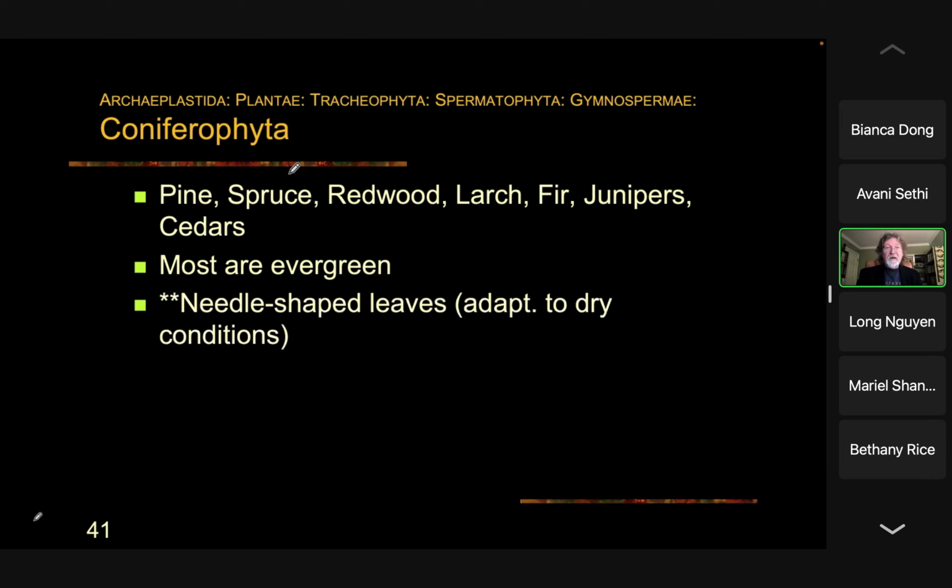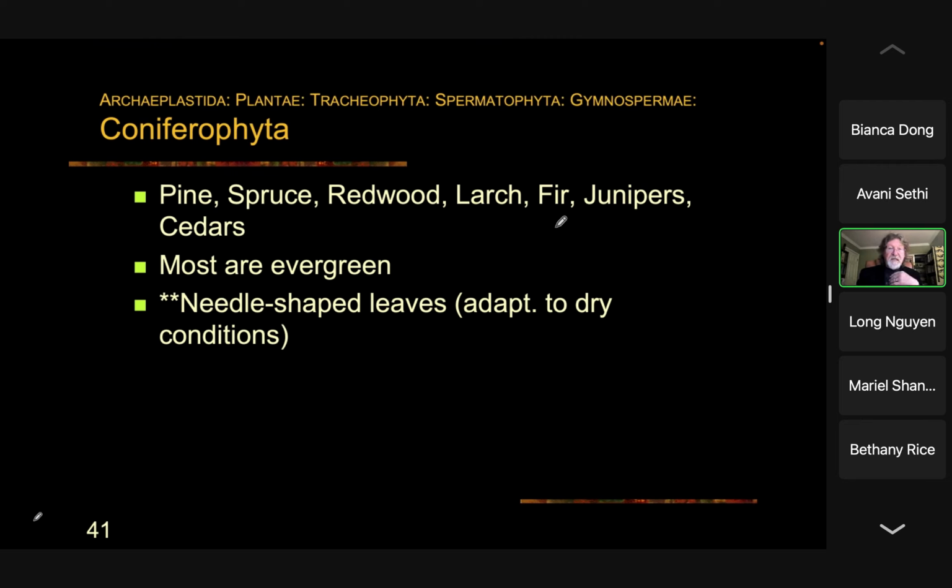This group was really hard to come up with a morphological character that typifies it as an apomorphy. Genetic information has resoundingly put all the conifers together as a monophyletic group, and also molecular data has put together the gymnosperms as a monophyletic group. But I'm going to put here that they have needle-shaped leaves. Okay, they don't have the broad, flat leaves.